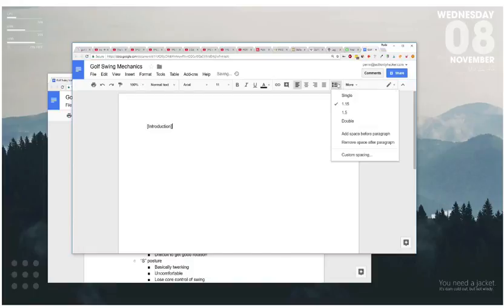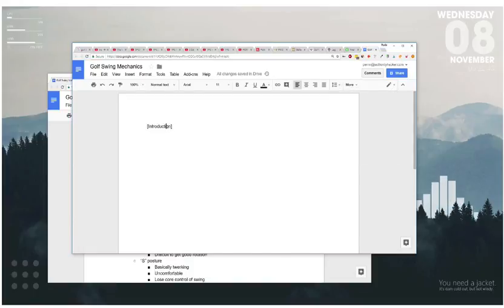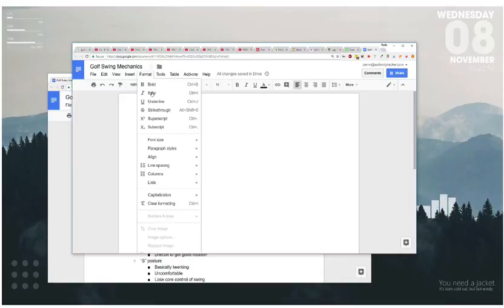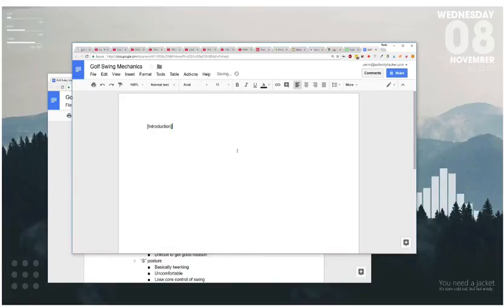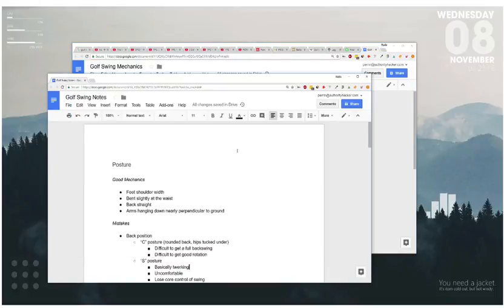Add space after paragraph, and then one of the things that's going to save me time in the long run is I will click on the paragraph where I added the space, Format, Paragraph styles, Normal text, Update normal text to match. That basically means anytime I'm using normal text, it's going to be formatted like this. If you don't add the extra space, you'll end up hitting enter twice, and it can cause problems when you're copying and pasting to WordPress. So now it adds a little space for me. Let's talk about posture.